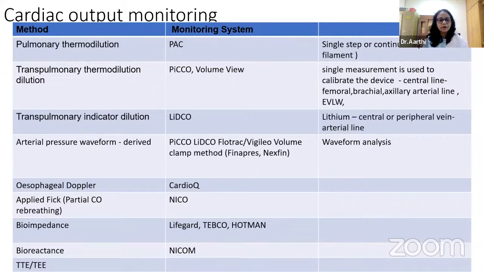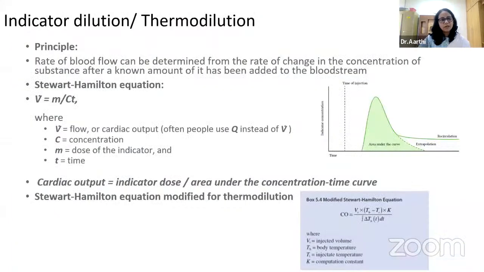There are other monitors as well. I'll just brief about them: esophageal Doppler and partial carbon dioxide rebreathing circuits. And I think non-invasive hemodynamic monitoring will be more emphasized on bioimpedance, bioreactance, etc. And also the gold standard, transthoracic and transesophageal echoes, are monitors which provide valuable information about the cardiac output and hence the hemodynamic status of the patient. So let's just brush up our knowledge about the basics of a few parameters which are used in hemodynamic monitoring devices.